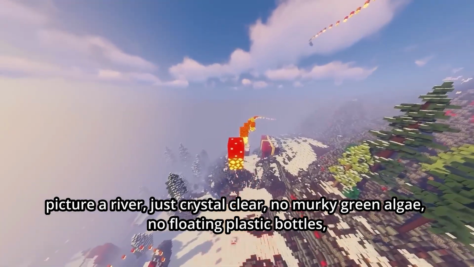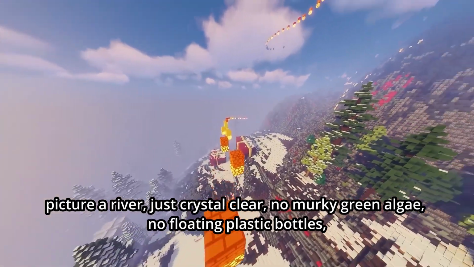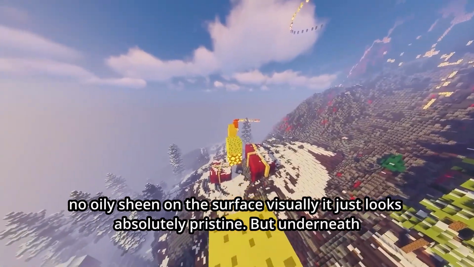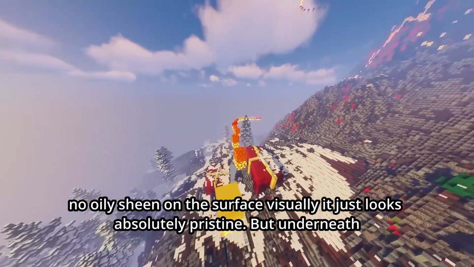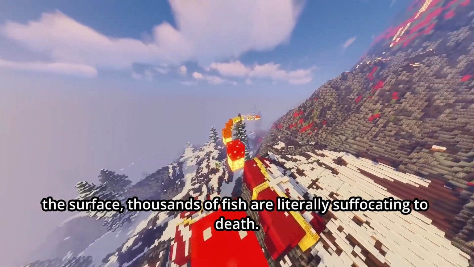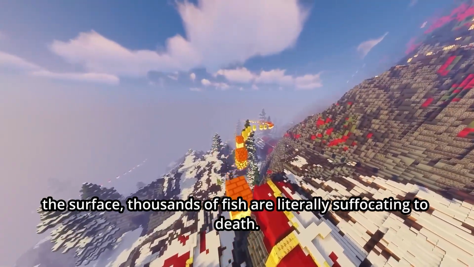Picture a river, just crystal clear. No murky green algae, no floating plastic bottles, no oily sheen on the surface. Visually, it just looks absolutely pristine. But underneath the surface, thousands of fish are literally suffocating to death.